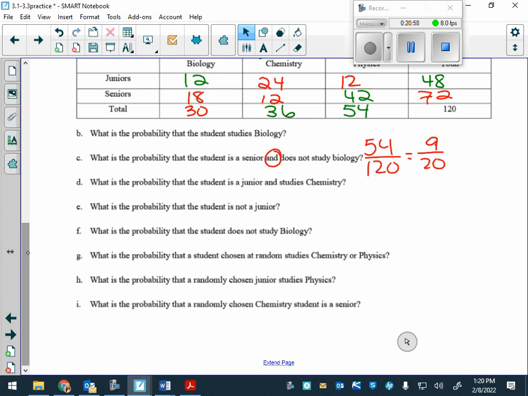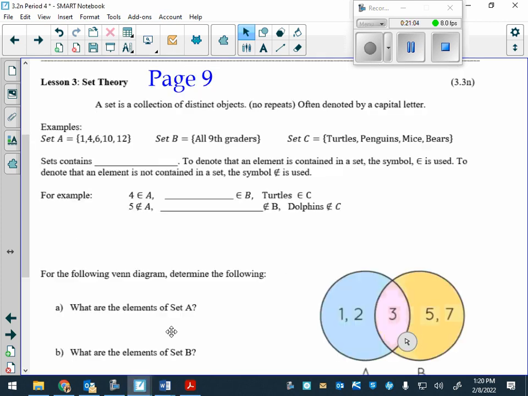So take out your notes and turn to page 9. All right. So, all this stuff with Venn diagrams and whatever else we're looking at, we use set theory for it. That's the whole name of it, okay?